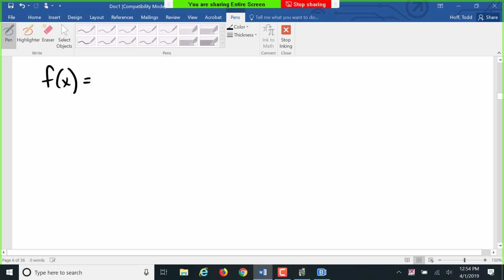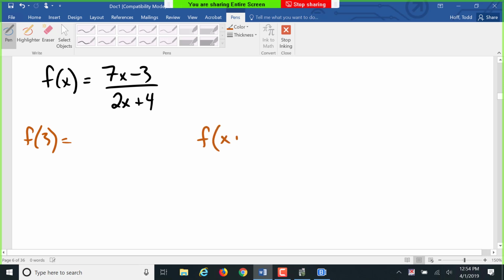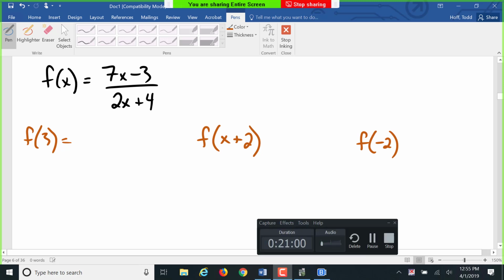So what if f of x is (7x minus 3) over (2x plus 4)? I want you to find f of 3, f of x plus 2, and f of negative 2 for me. I'll give you a minute to find those.